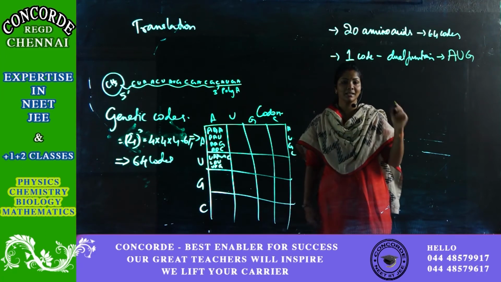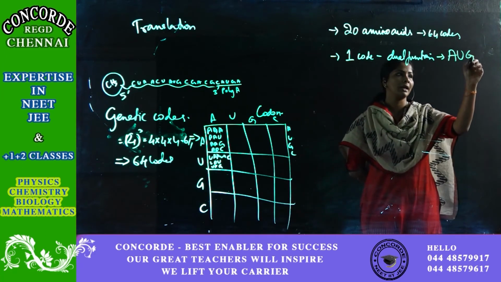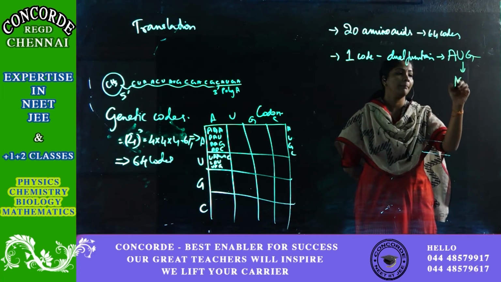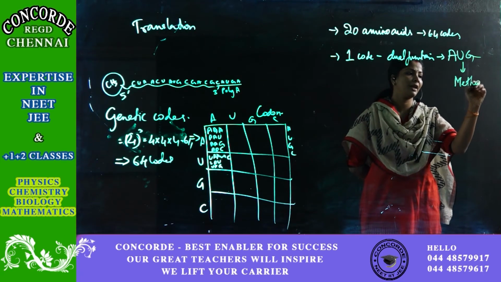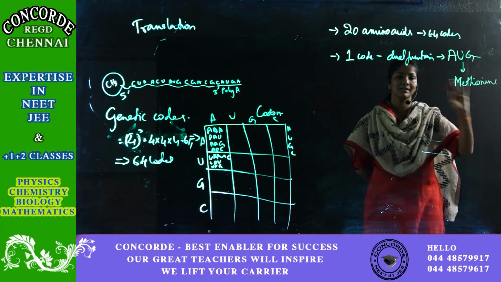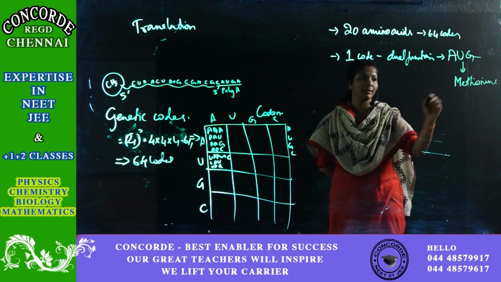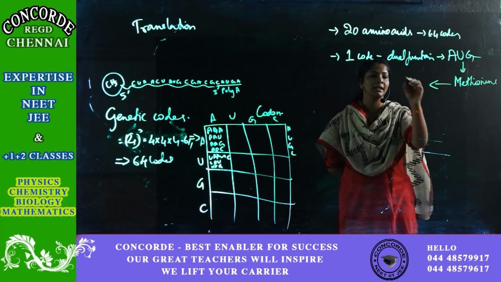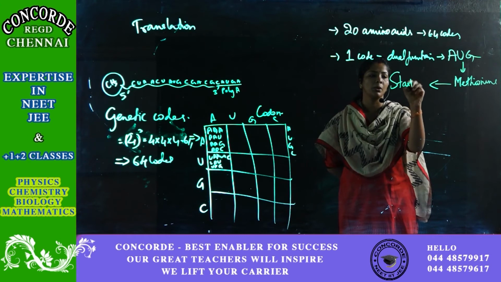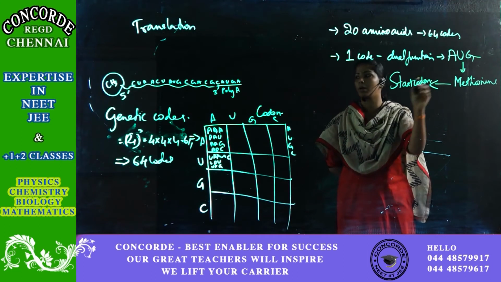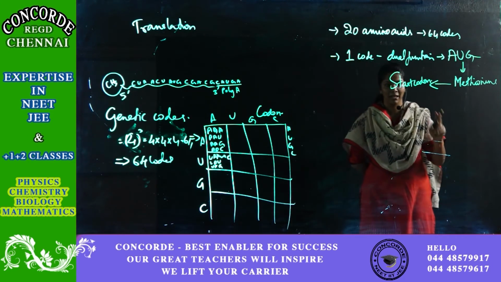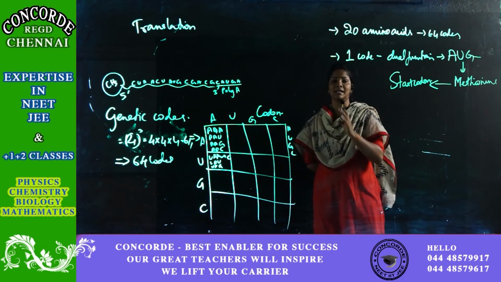Why? Because this AUG codes for an amino acid called methionine. So the name of the amino acid is methionine. This is the normal function. Apart from that, this AUG is a start codon. What I mean by start codon is that only if I have AUG, the process of translation starts.